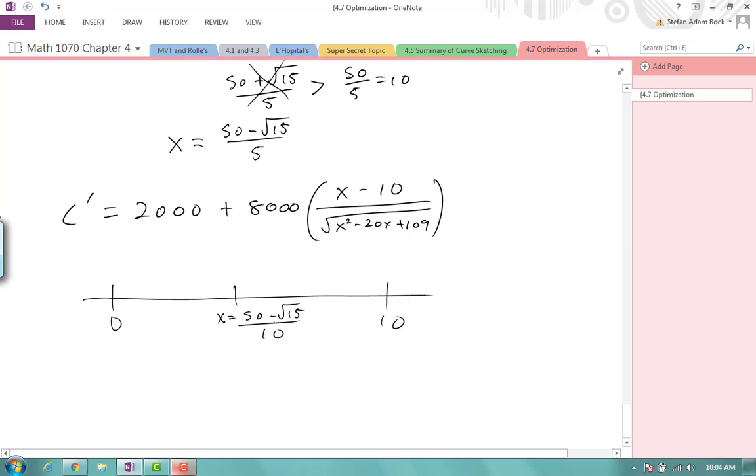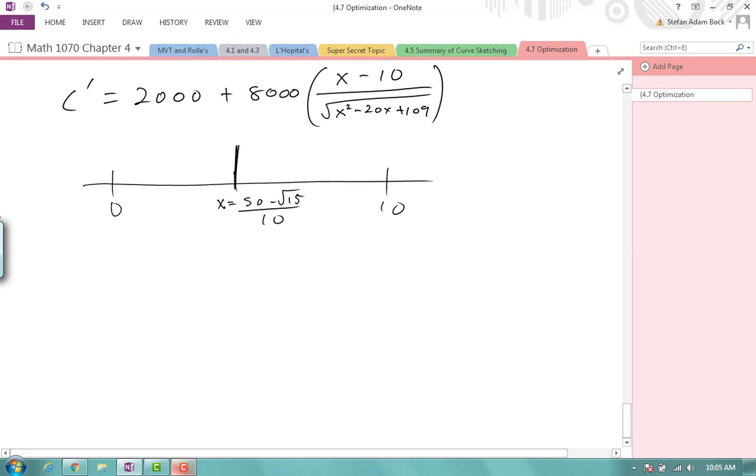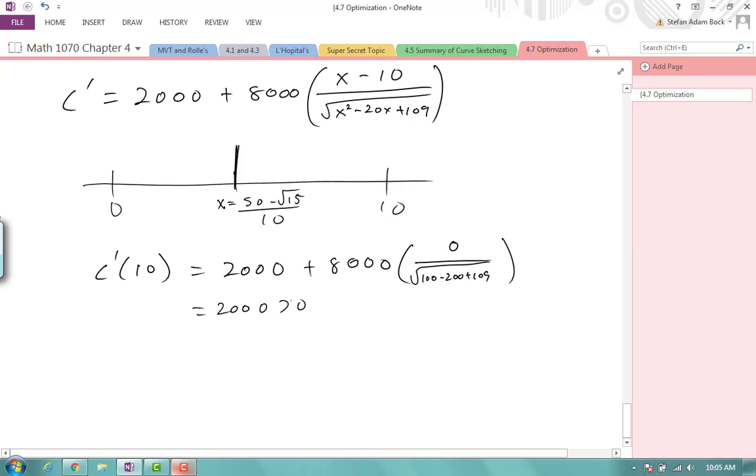So somewhere between 0 and 10 is my critical number, and I don't have any other critical numbers between 0 and 10, and I don't have any problems with my domain from 0 to 10, so I'm just going to go ahead and plug in 0 and 10 to test my critical number. If I plug in 10, I'm going to have 2,000 plus 8,000 times 0 divided by something, 100 minus 200 plus 109, which is whatever, that part is 0. So I get 2,000, which is positive.